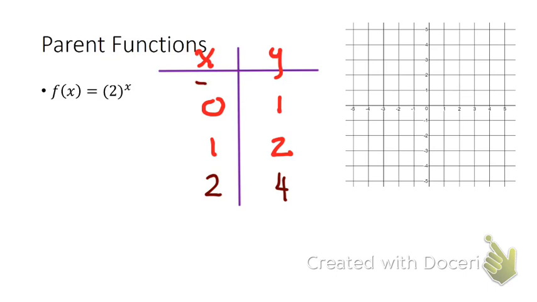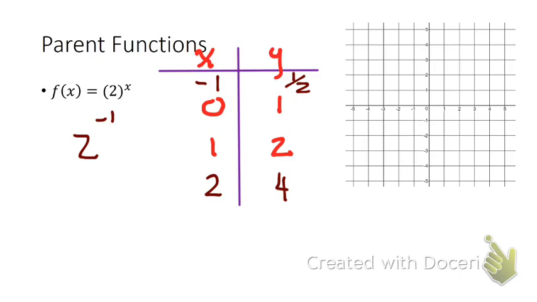And let's go the other way. What would 2 raised to the power of negative 1 be? Think back to before spring break. What do we do when we have an exponent that's negative? Well, we put it where it's not. So that would be 1/2. So that's going to give us 4 points that we can graph.